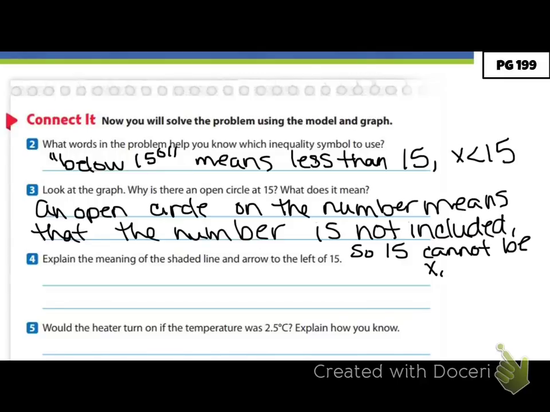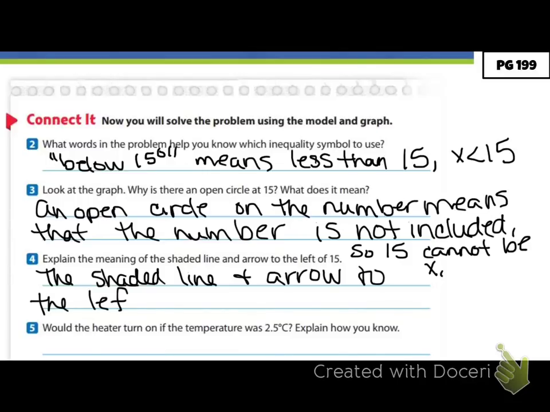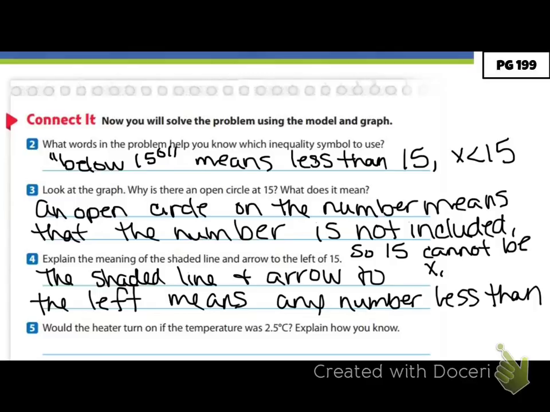Number 4, explain the meaning of the shaded line and arrow to the left of 15. The shaded line and arrow to the left means any number less than 15 is a possible solution.